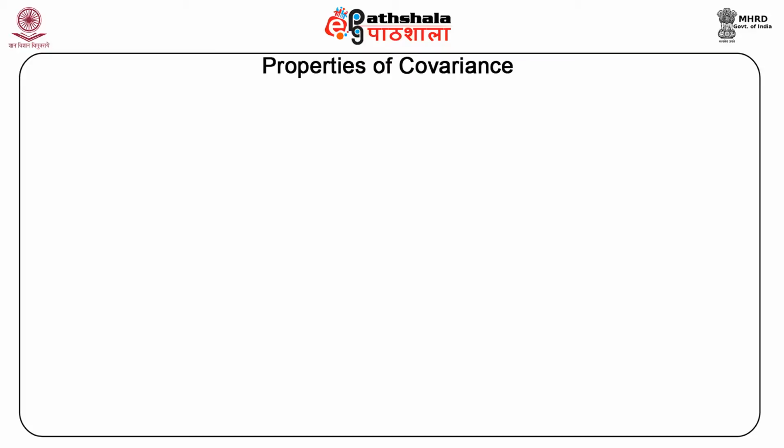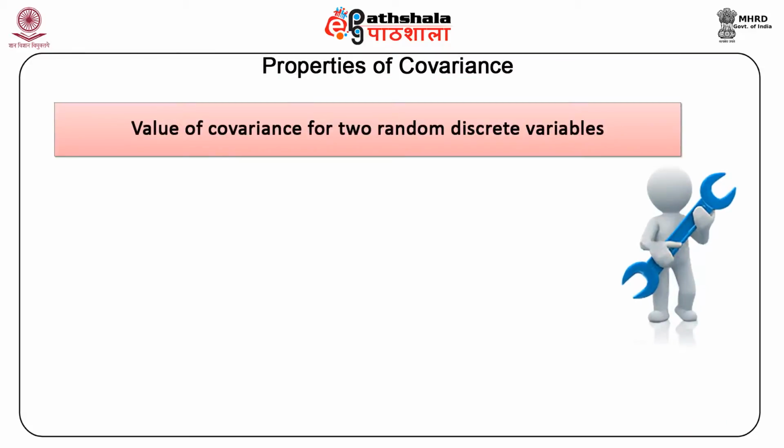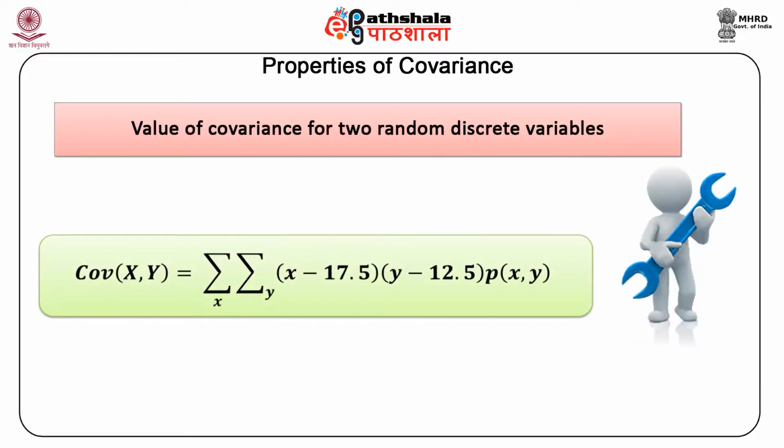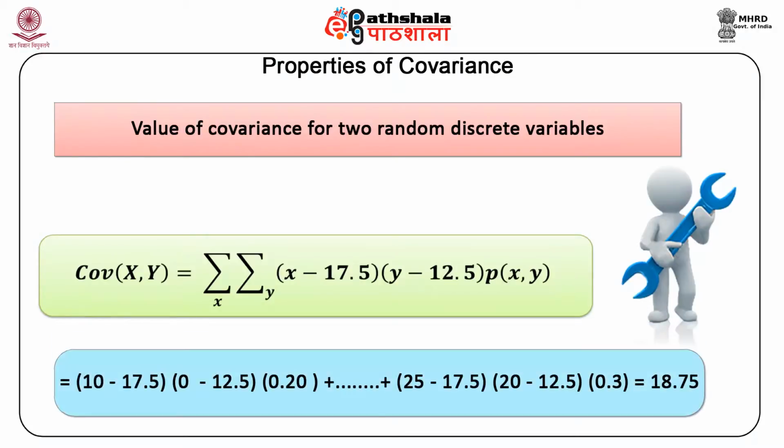We can calculate the value of covariance for two random discrete variables by the given formula. Covariance XY is equal to the sum over x and the sum over y of (x minus 17.5) into (y minus 12.5) p(x,y), which is equal to (10 minus 17.5) into (0 minus 12.5) into 0.20 plus, which continues till (25 minus 17.5) into (20 minus 12.5) into 0.30, which is equal to 18.75.